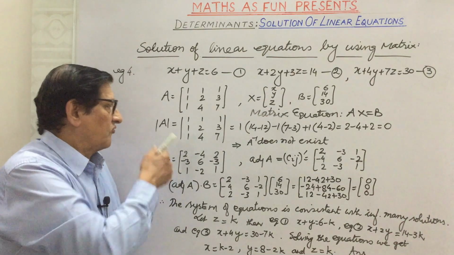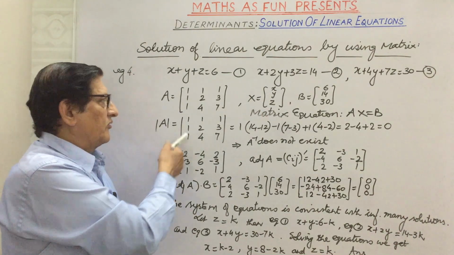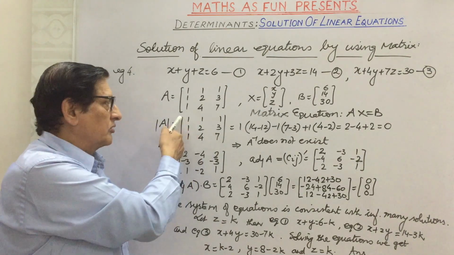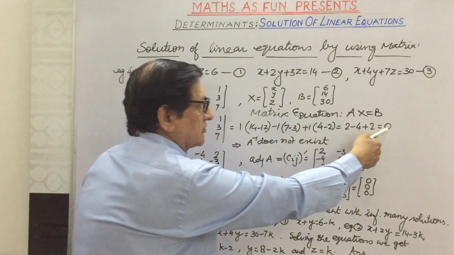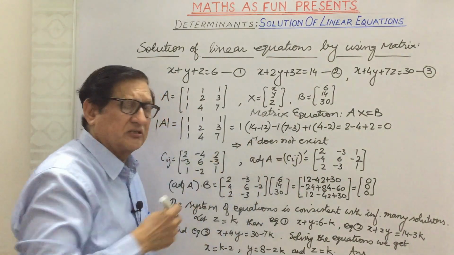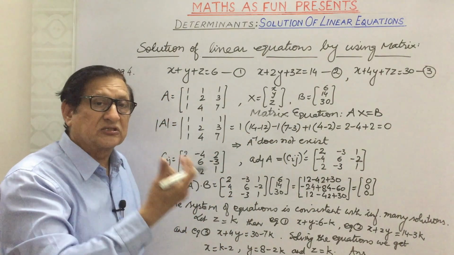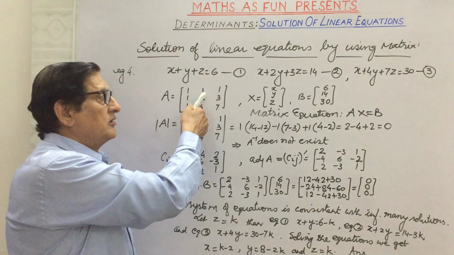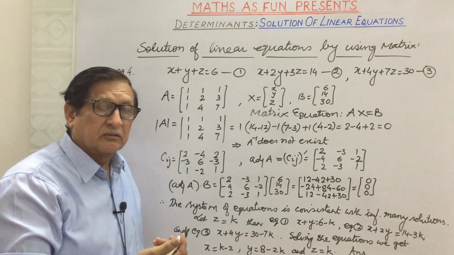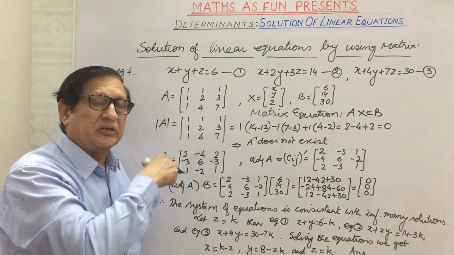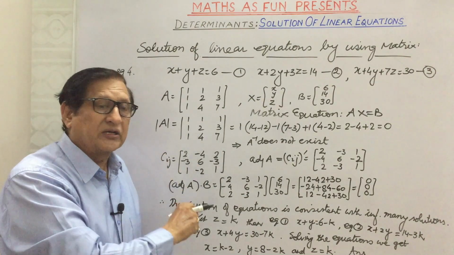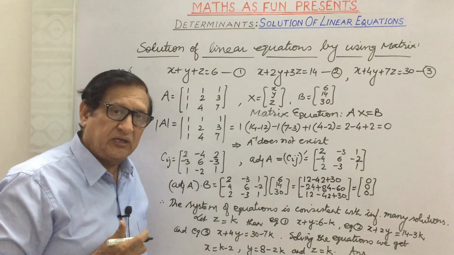Now we find the value of determinant A. We are writing the determinant, and then we know how to expand it along row 1. The value of the determinant comes as 0. If it is 0 means A inverse does not exist, and if A inverse does not exist means the matrix A is singular matrix, and then the system may be consistent or inconsistent. For that we have to find out the value of adjoint A into B.